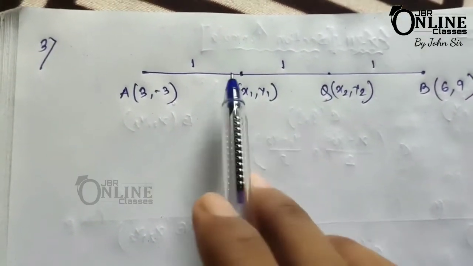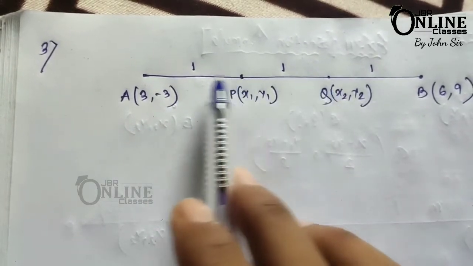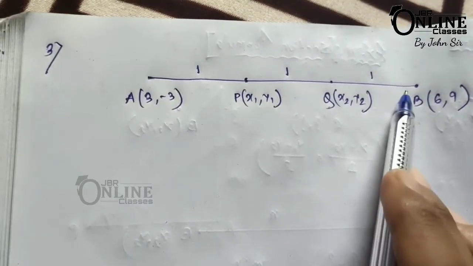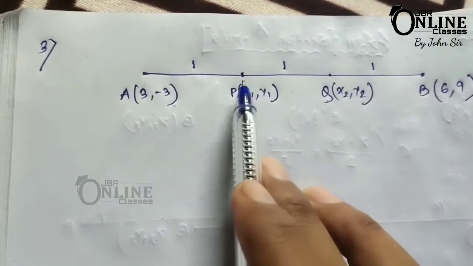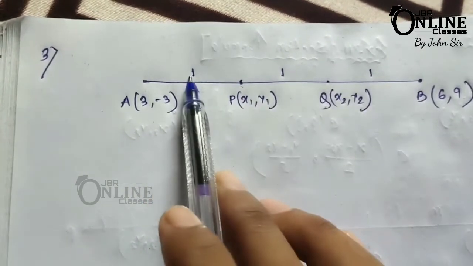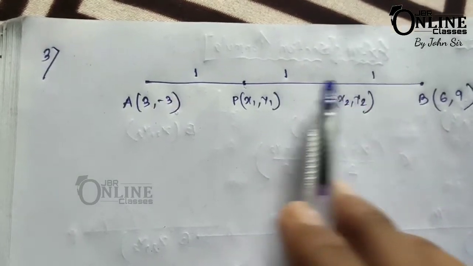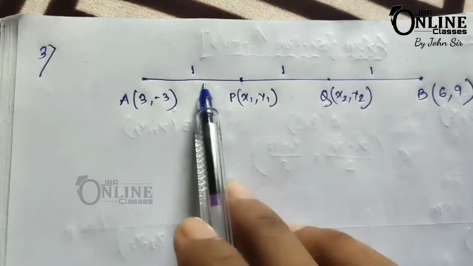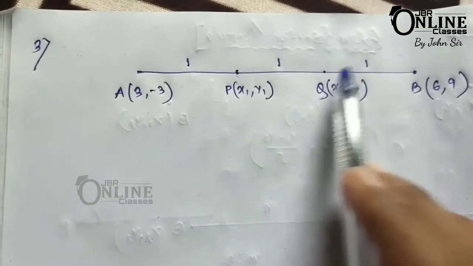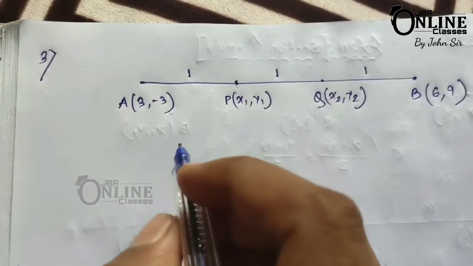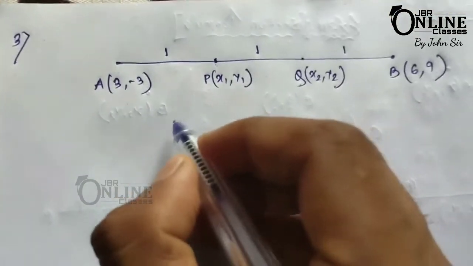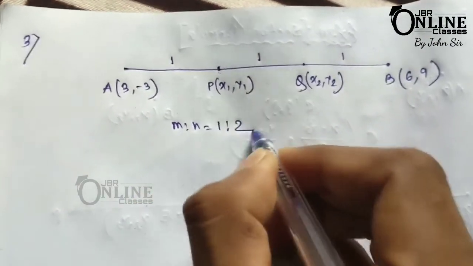So first, the points P and Q trisect this line segment. That means this one, the first part, second part and third part, are most equal parts. So that means point P divides this line segment into 1:2, and point Q divides this line segment into 2:1 ratio. So the first point P divides this line segment into 1:2. For the point P, the ratio equals 1:2.